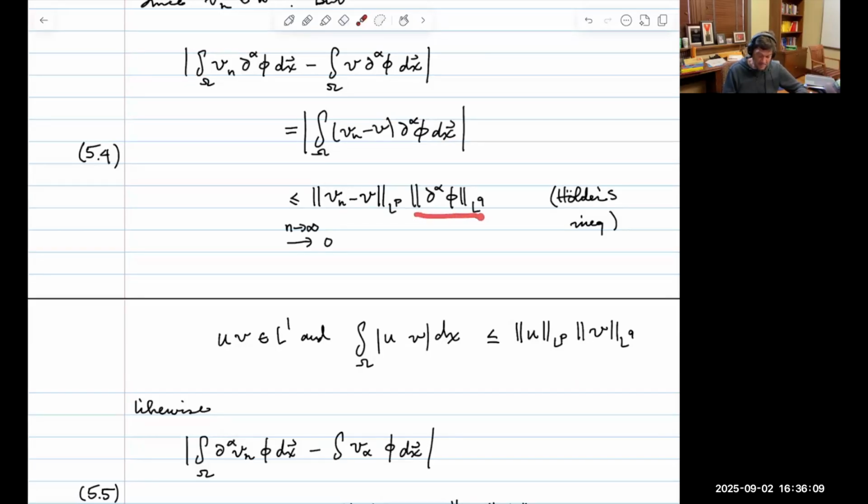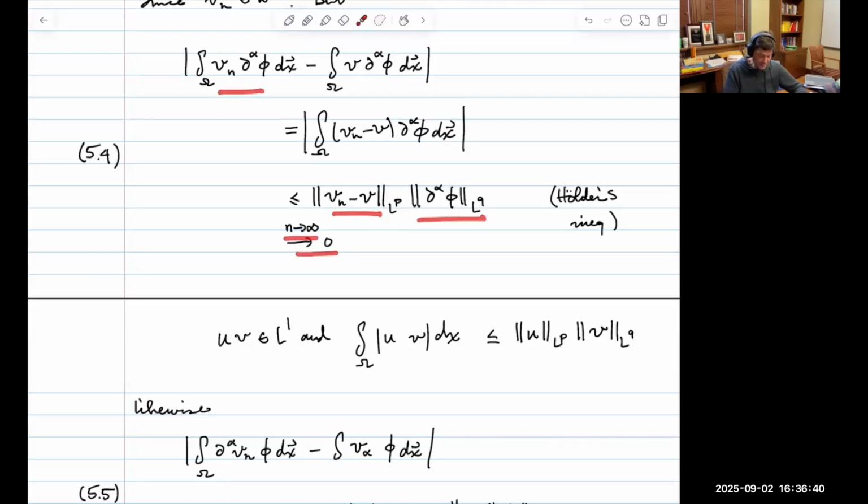This function is a smooth function, so it's compactly supported for each phi. So there's no problem taking the LQ norm of that function. What about this function? Well, I know that this converges in LP to 0, because this sequence converges in LP, so this difference has to converge to 0 in the norm. So as n goes to infinity, this goes to 0, and this stays constant.